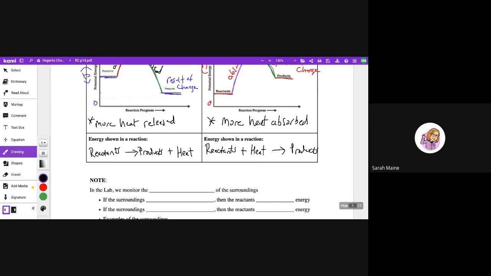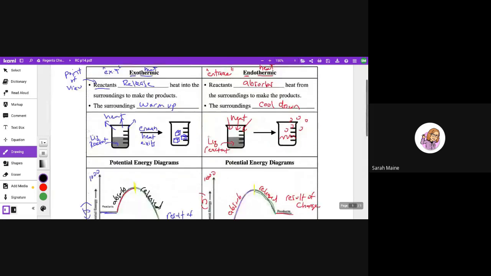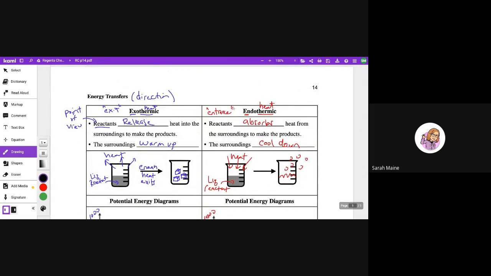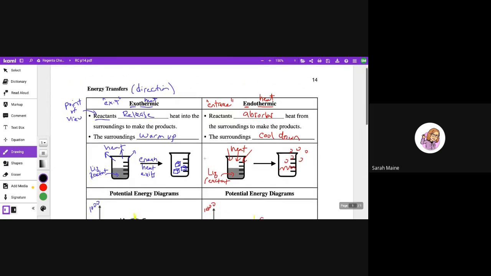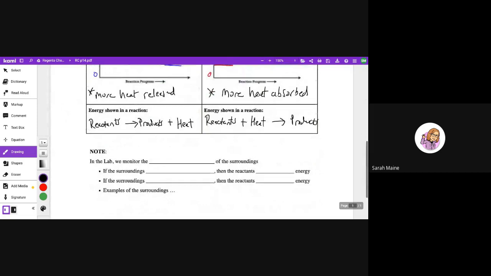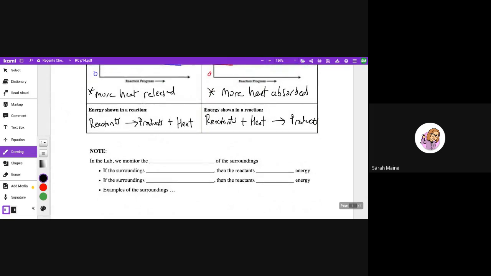Now here is sometimes the harder part that takes a little bit of work to wrap your mind around. Learning the definitions, exothermic, endothermic, most students get that right away. Exothermic, heat exits, leaves the reactants. Endothermic, heat is absorbed or enters into the reactants. Usually get that pretty quick. How do you determine, looking at lab data, whether the reaction was exothermic or endothermic?